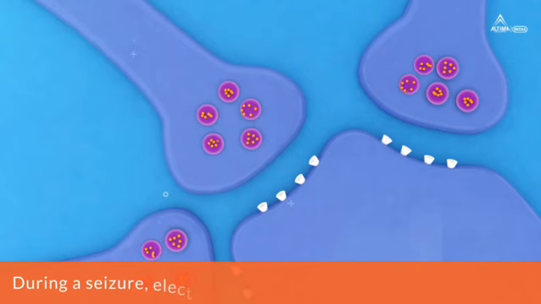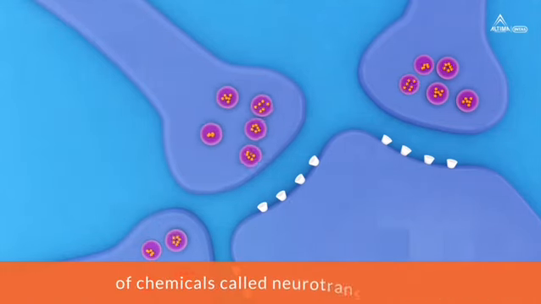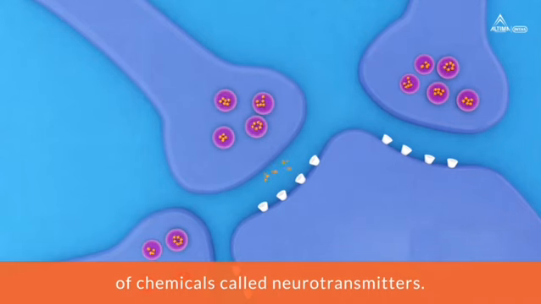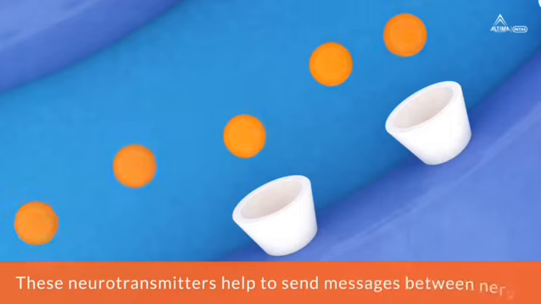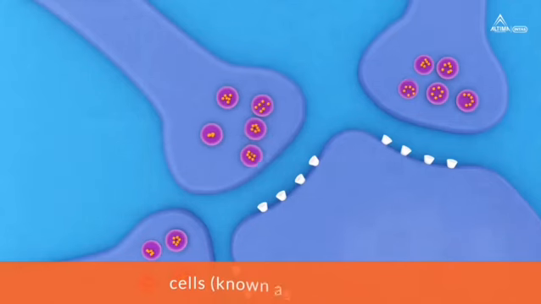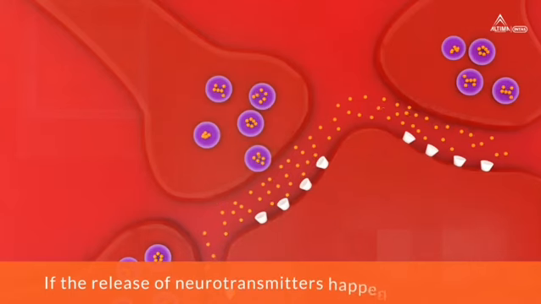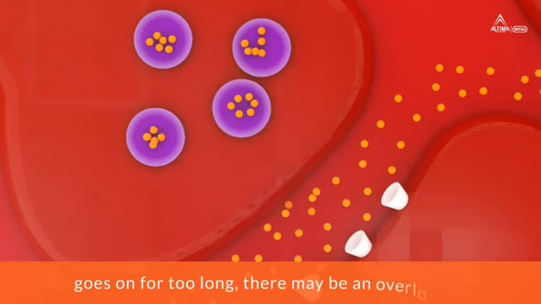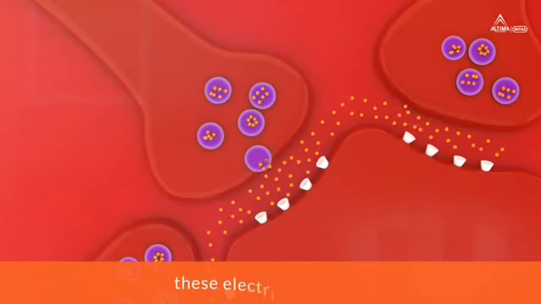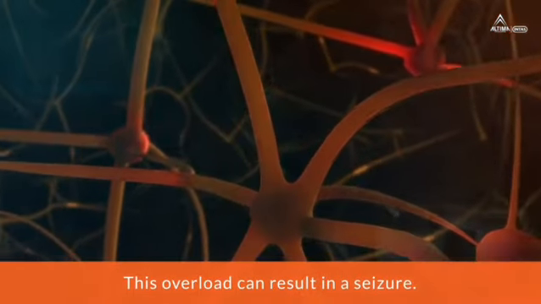During a seizure, electrical signals in the brain cause the release of chemicals called neurotransmitters. These neurotransmitters help to send messages between nerve cells known as neurons. If the release of neurotransmitters happens too often or goes on for too long, there may be an overload in these electrical signals. This overload can result in a seizure.